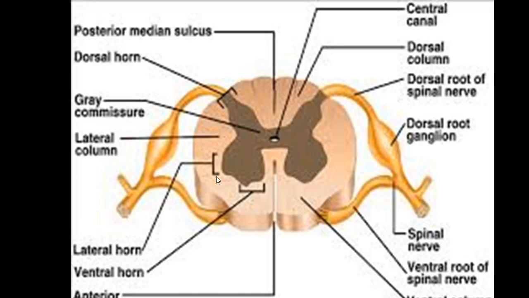Here in this cross section of the spinal cord, you can see the gray matter, which is H-shaped and present centrally, surrounded by the white matter. This gray matter has two horns, right and left, joined by the gray commissure here. Each gray matter has a posterior horn and an anterior horn.